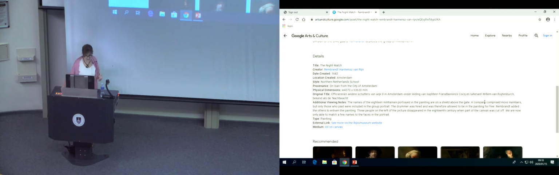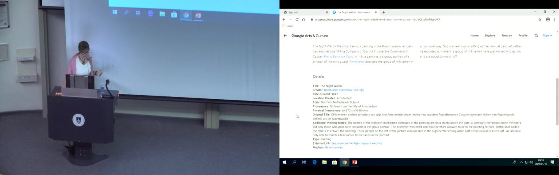And what you can see here, if you go to Google Arts and Culture again, if you can read this, is that it is a huge painting, 437 centimeters by 360 centimeters, and that the painting shows the company of Captain Frans Banning Cocq and Lieutenant Willem van Ruytenburch, known as the Nachtwacht. The Night Watch. But what does night watch actually mean? What are these people doing?